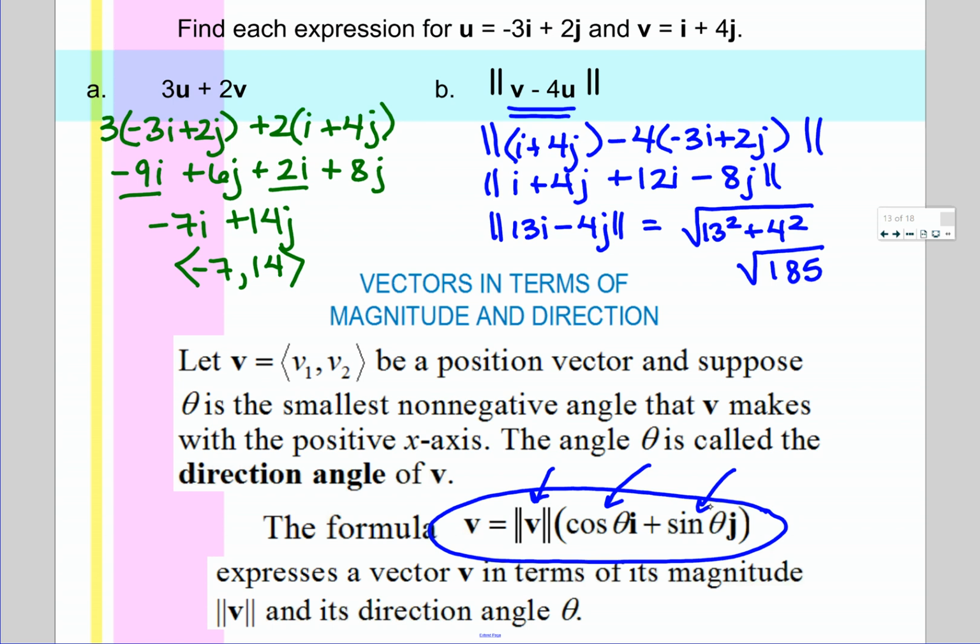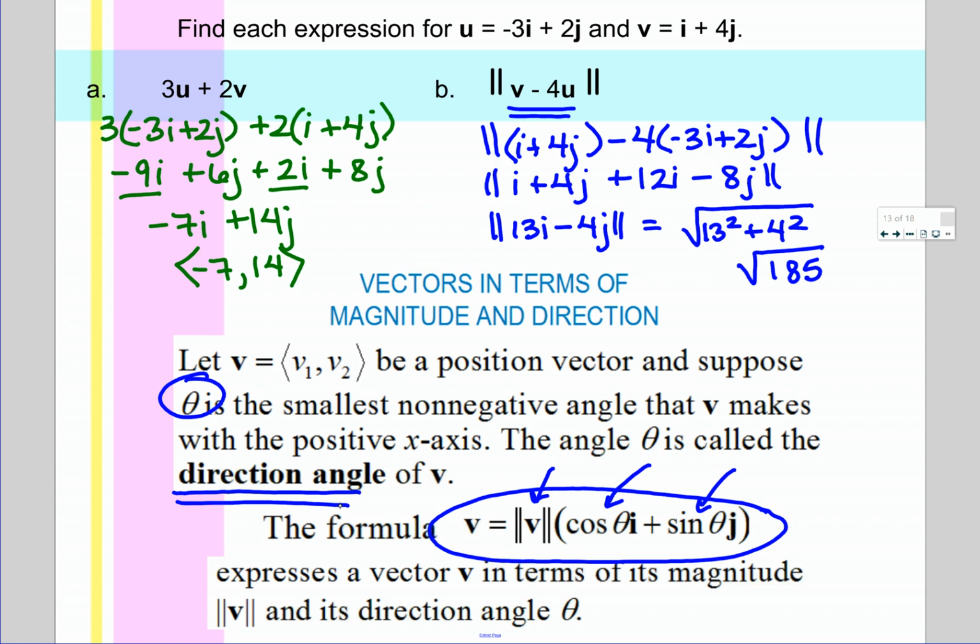Now, do you guys remember cosine and sine, respectively, were the x and y coordinates on our unit circle? That's why they're showing up here. The number in front of the i is the cosine, it's the horizontal component. The number in front of the j is the sine, it's the vertical component. Theta is our direction angle. A direction angle is just like our standard form angle that we were using on a unit circle. It's how far we have to rotate from the positive side of the x-axis counterclockwise. It's going to be a positive angle that we plug in.